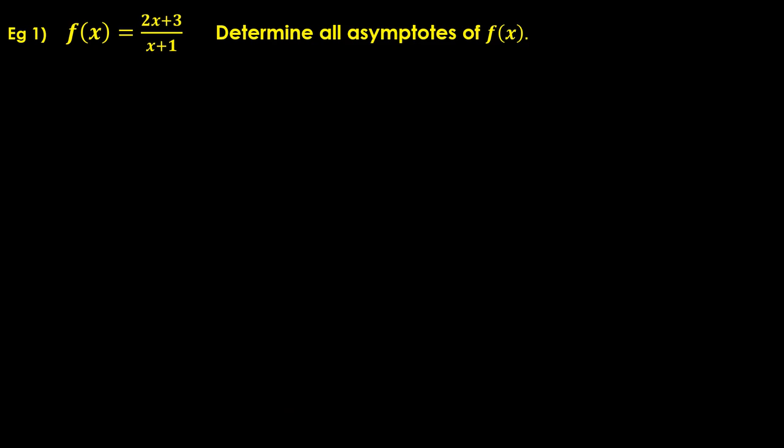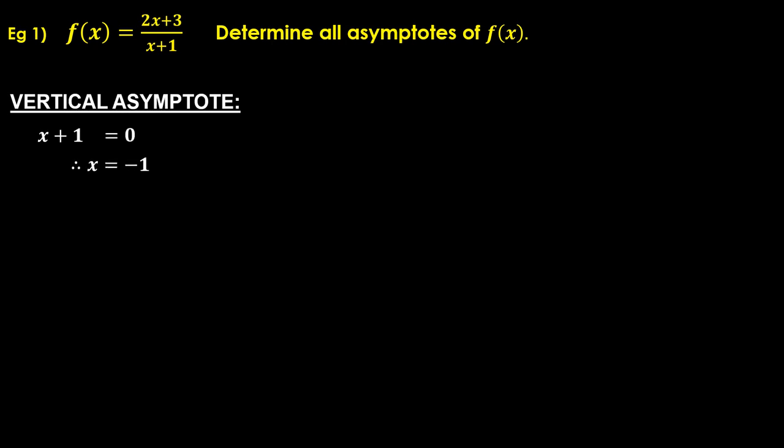Let's look at the following example. f(x) is equal to (2x + 3) over (x + 1), and we need to determine all asymptotes of f(x). Well, first of all, there's a denominator, so there will be a vertical asymptote, and that will occur when that denominator, x + 1, is equal to 0. In other words, there will be a vertical asymptote at x = -1.